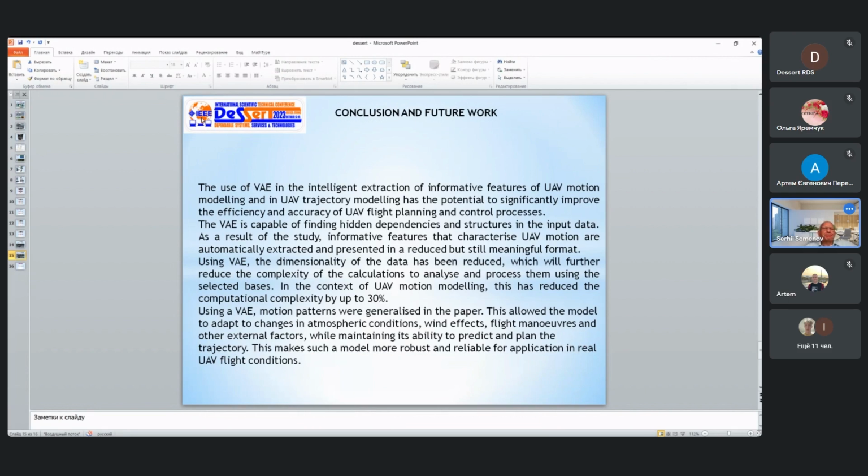Using the intelligent system, the dimensionality of the data has been reduced, which will further reduce the complexity of the calculation to analyze and process them using the selected base. In this context of UAV motion modeling, this has reduced the computational complexity by up to 13%.